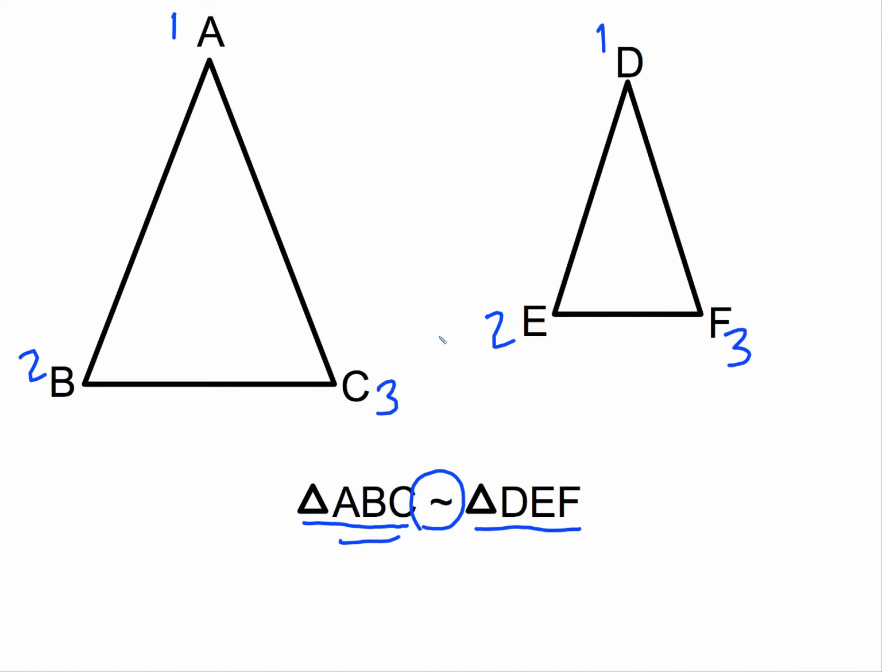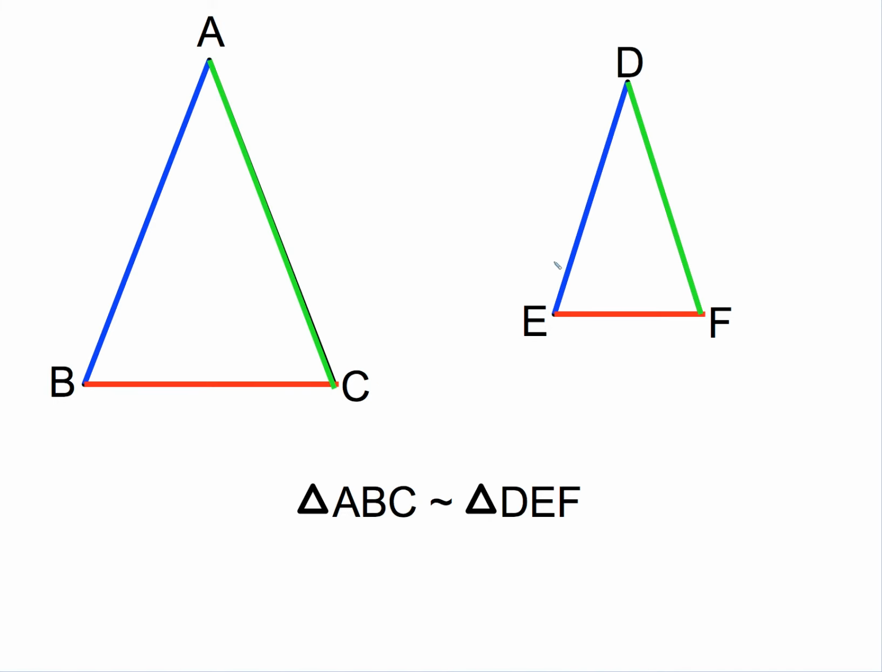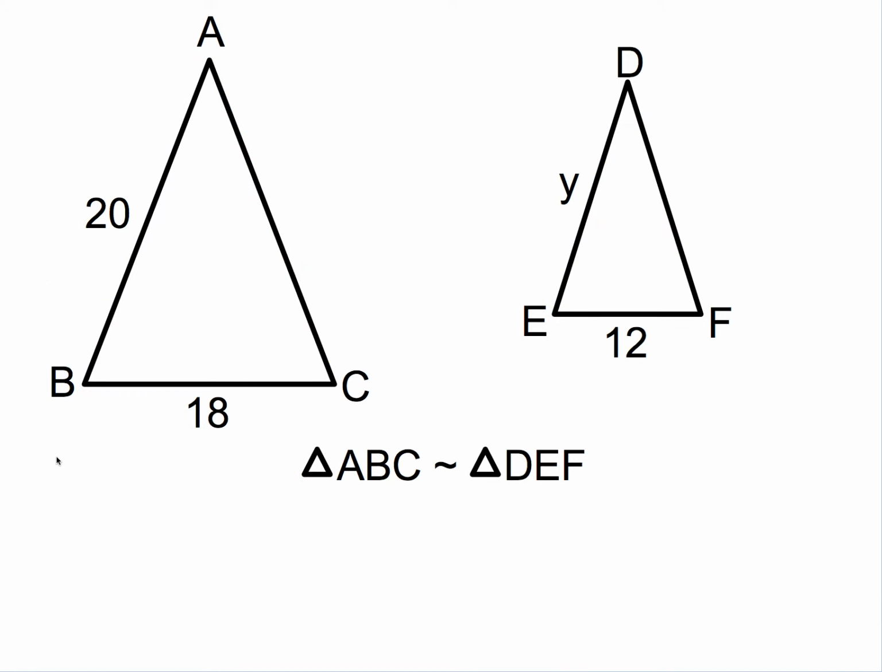Since they're both facing the same way, we can assume that the blue sides are proportional, the red sides match, and the green sides match. Sometimes they'll flip one of the shapes upside down, they'll rotate it, they'll put it on its side. You just have to be careful to match up the appropriate sides. Okay? So here we go with an example.